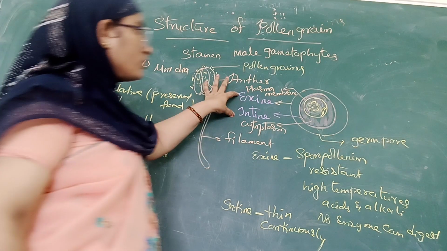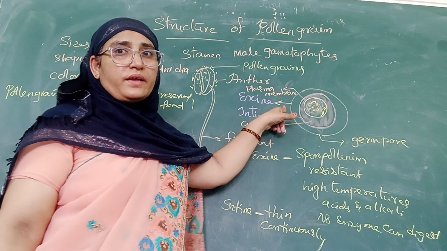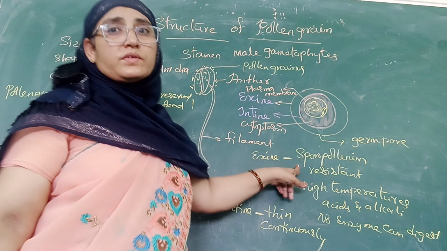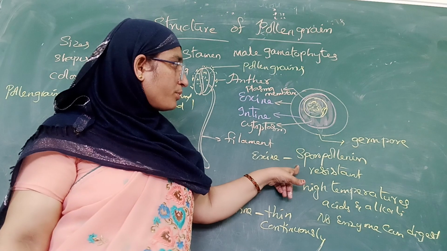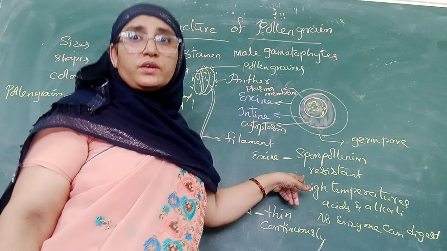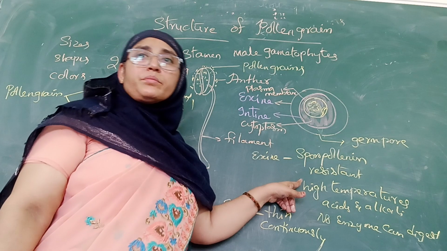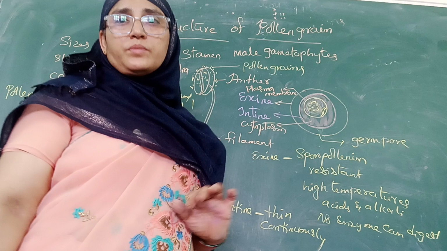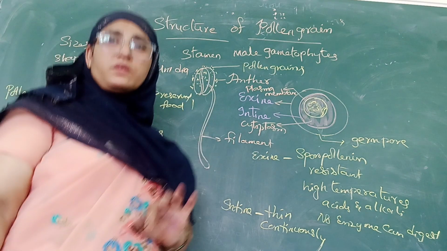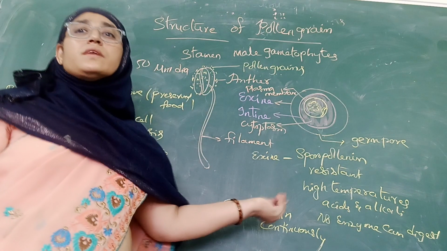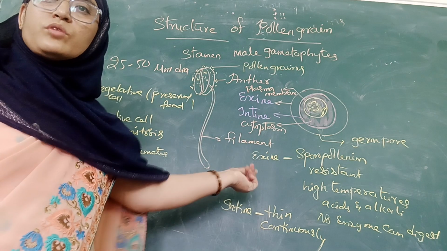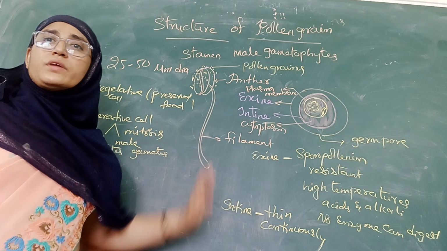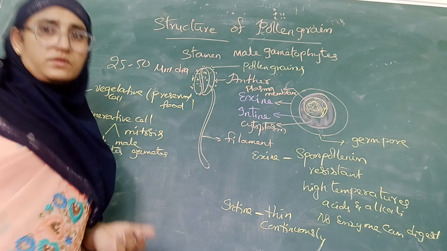The pollen grain is surrounded by two layers. The outer layer is called the exine, the inner layer is called the intine. The exine is made up of a strong organic material called sporopollenin, which is highly resistant to high temperatures, strong acids and bases, and also to enzymes. No enzyme is known that can digest sporopollenin. Because of this, pollen grains can be stored as fossils for future studies.